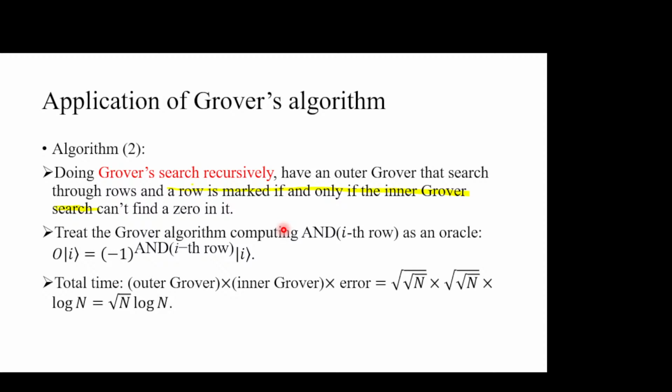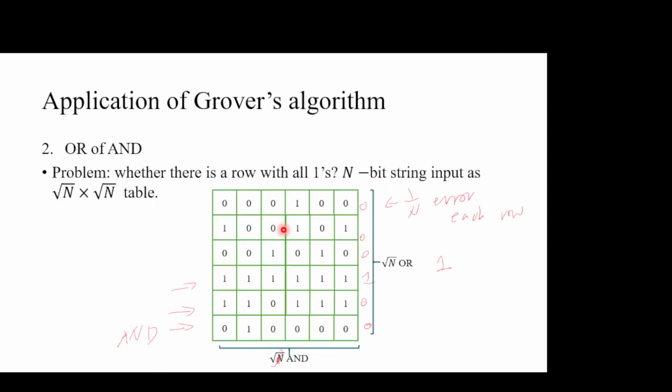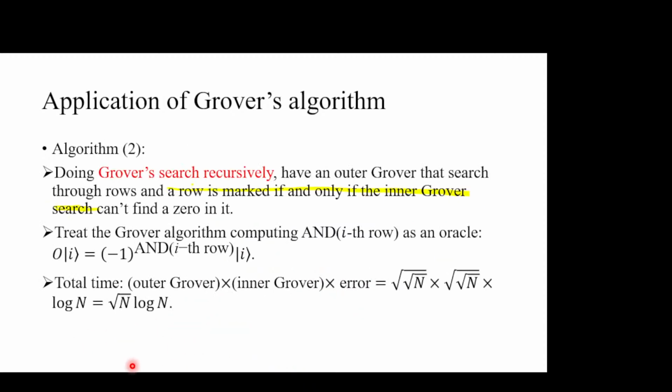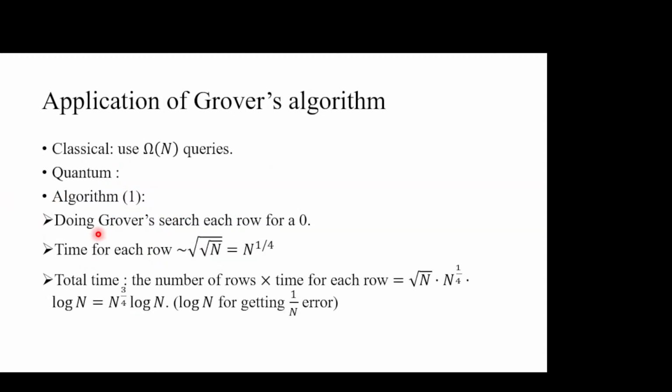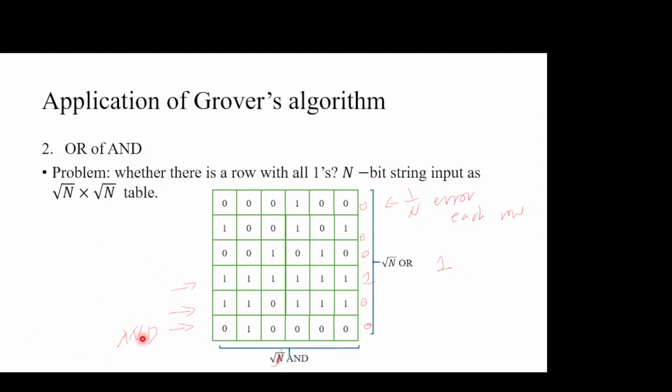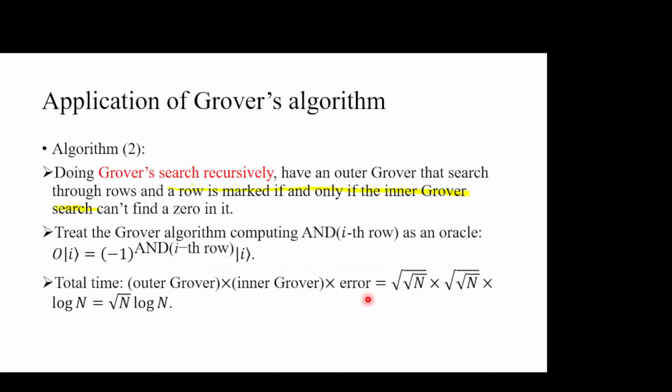The idea is that you can always view some part of your algorithm, some sub-algorithm, as a quantum oracle, and then you can run more quantum algorithms on the result of your smaller algorithm. So you have this inner Grover, and its result serves as an oracle to the outer Grover.